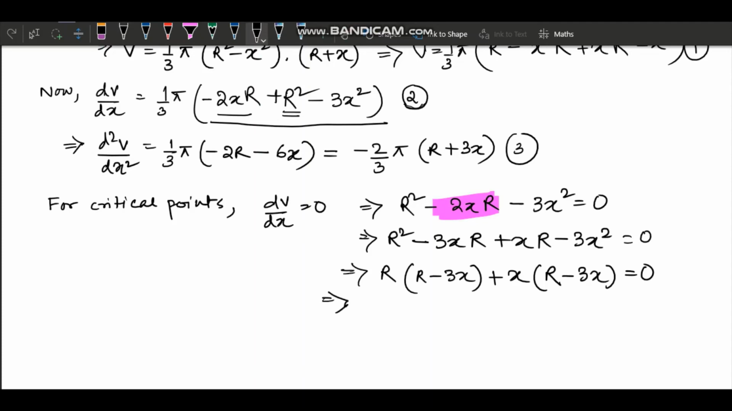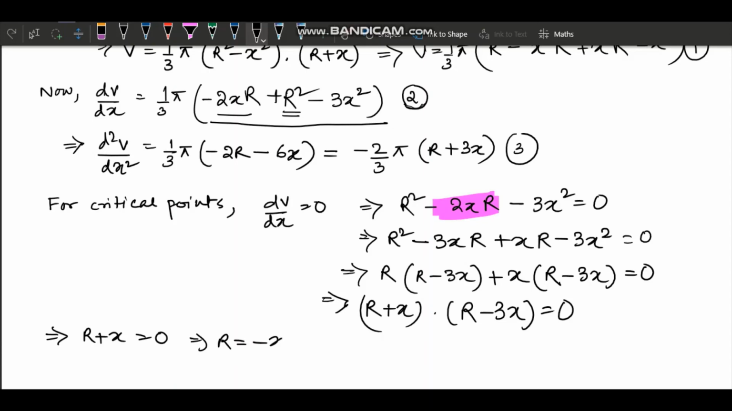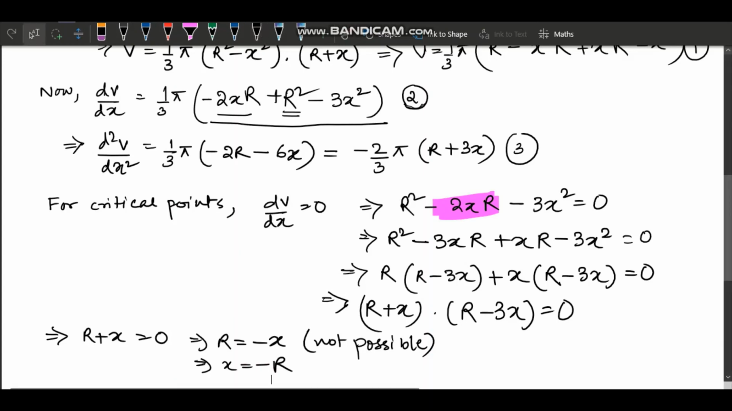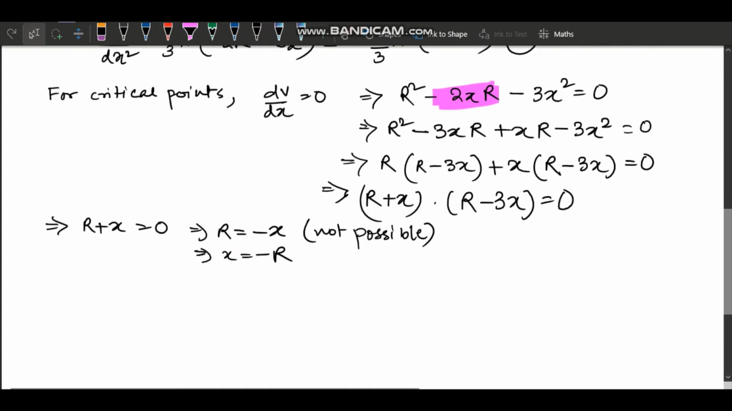So the two factors are r plus x and r minus 3x equal to 0. Now from here we have r plus x equal to 0, which gives us r equal to minus x, and this is definitely not possible because r is the radius of the sphere. So r cannot be negative, or even if we write x equal to minus r, then also this is not possible. So let us come to the second quantity.